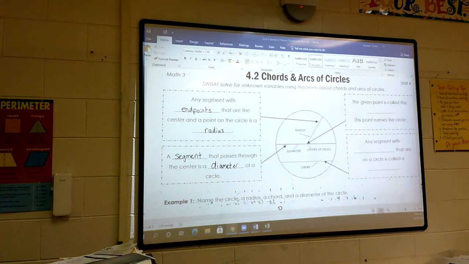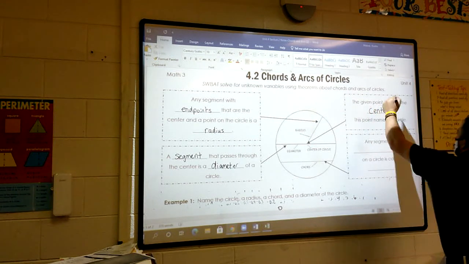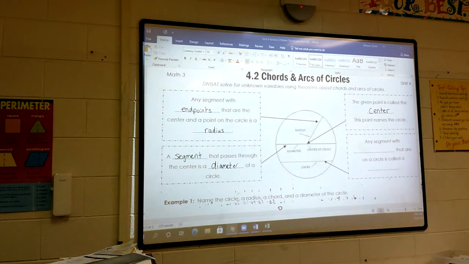Next, the given point in the middle is called the center. The point names the circle. So if that point is C, then that is circle C. If that's A, it's circle A. If that's B, it's circle B. Whatever that point is called is the name of the circle.